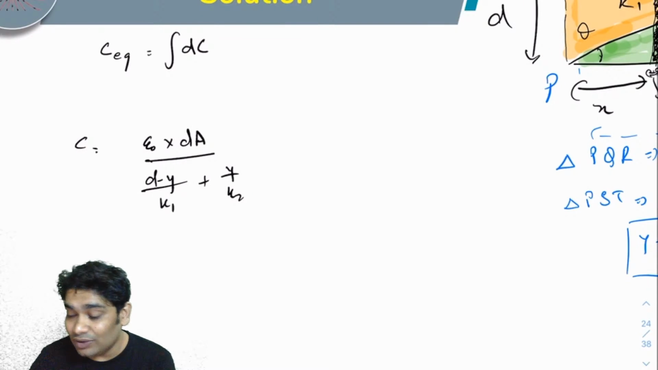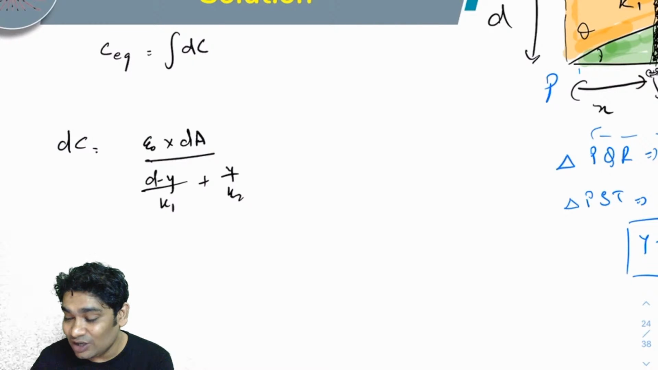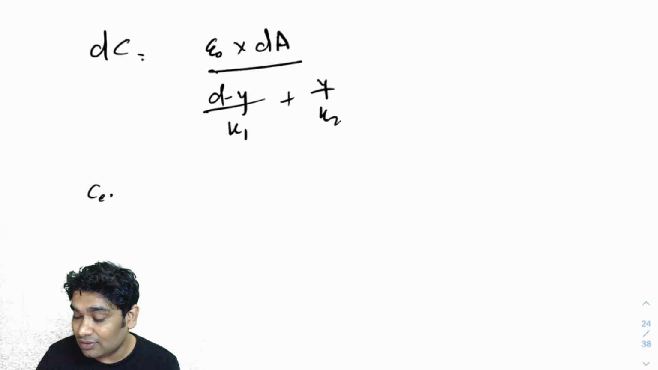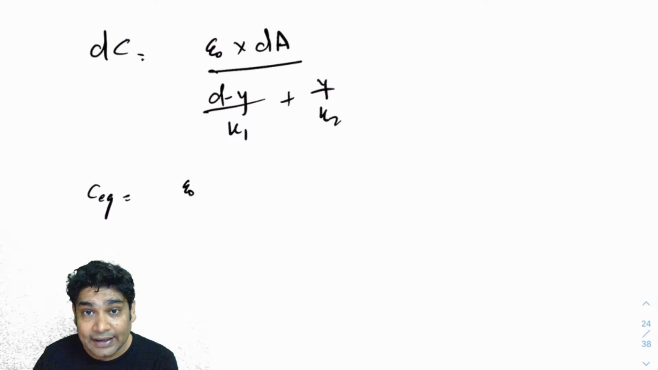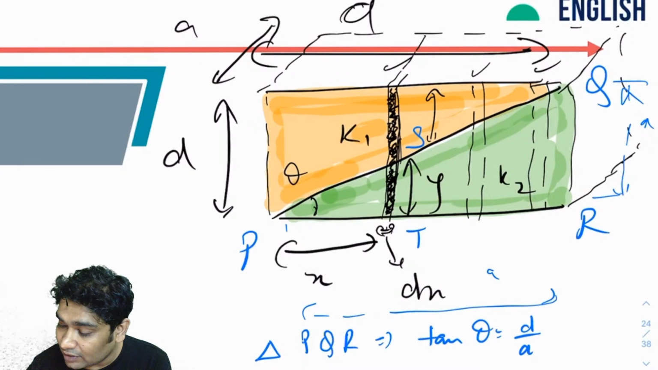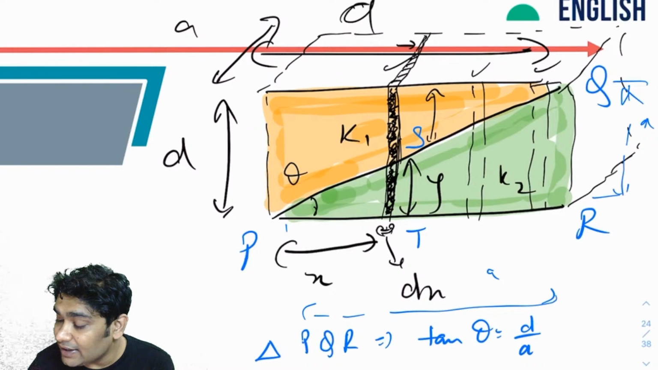So all I need to do is, this is my DC. Alright, so all I need to do is integrate this. So I will know that C equivalent would be equal to epsilon naught. I can write dA. dA is the area of this. dA is nothing but this area, by the way. dA is the area of this plate. Alright, so you realize this is dx.